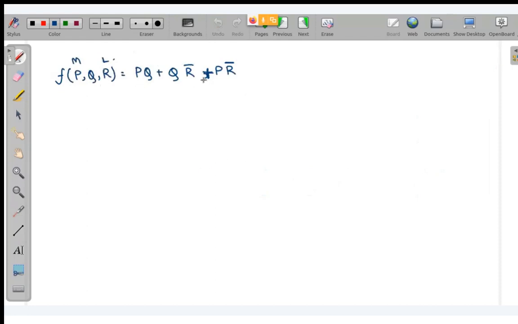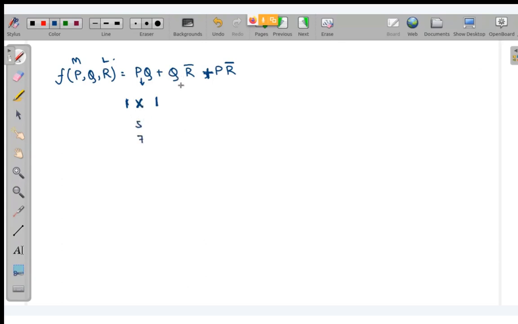Now if this is the case, what can you see? R is missing over here. P and Q are given. P is in non-complemented form, Q is also non-complemented, so P is 1, Q is 1. R is missing, so for R I put a cross. This means R will take either 0 or 1. If it is 0, this will be 6, if it is 1, this will be 7.